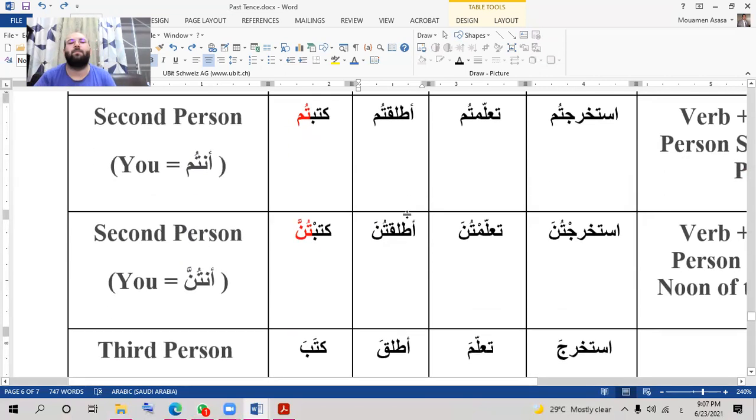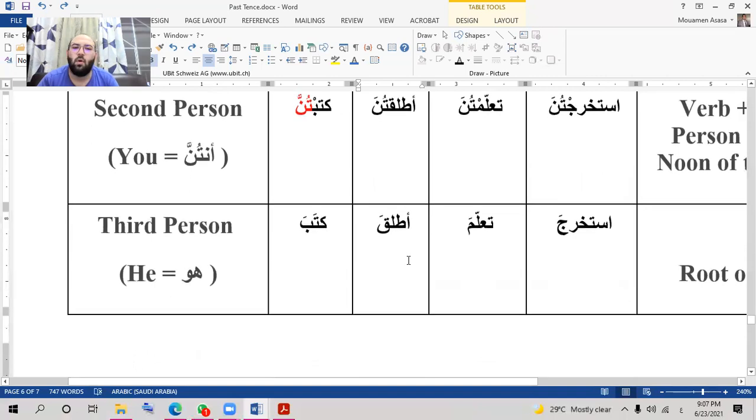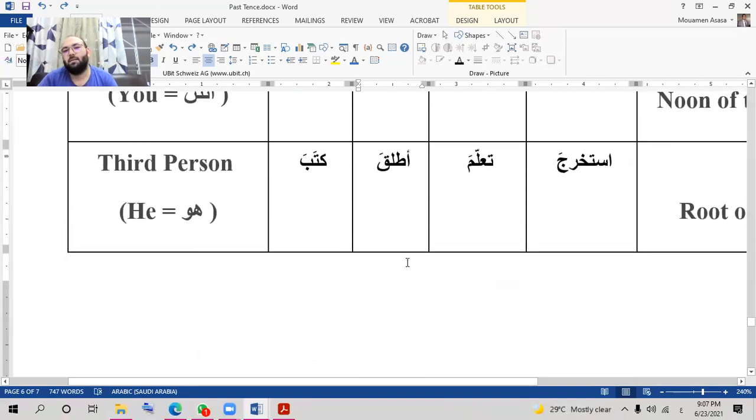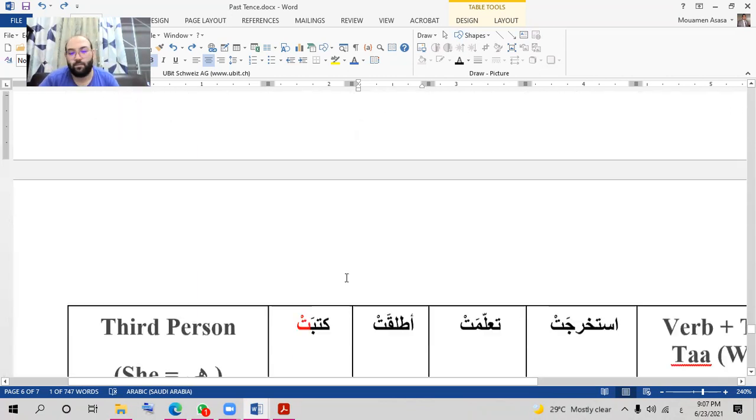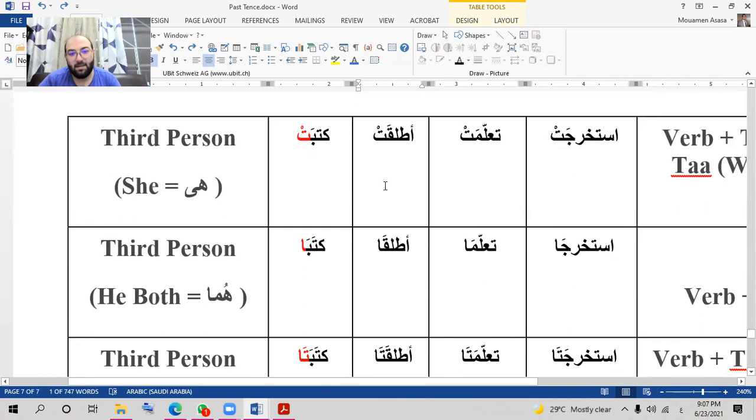Antum atlaqtum. Antunna, female, atlaqtunna. MashaAllah. Huwa atlaqa. Don't forget, with fatha. Huwa atlaqa. In the past tense, the harakat is very important. Okay. Huwa atlaqa. Hiya atlaqat.